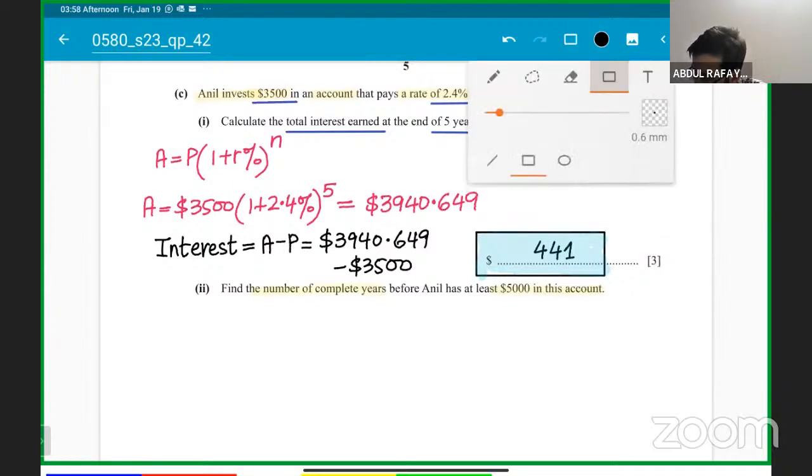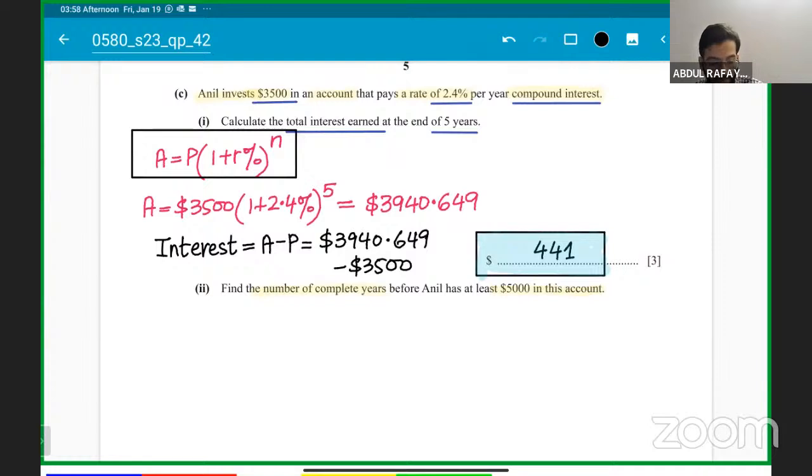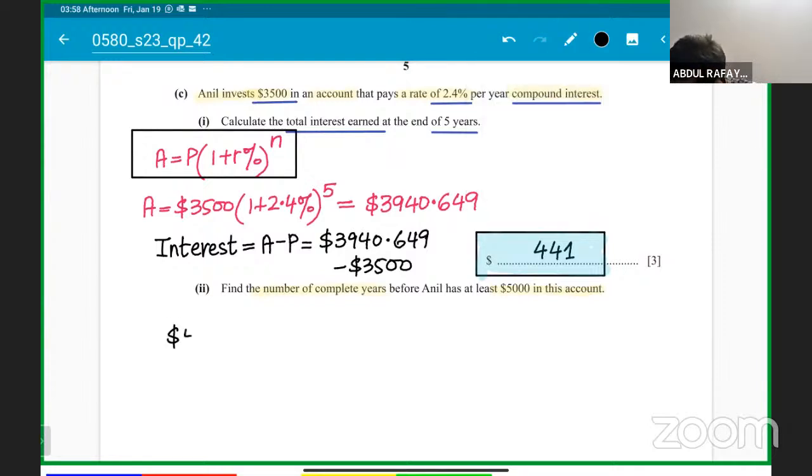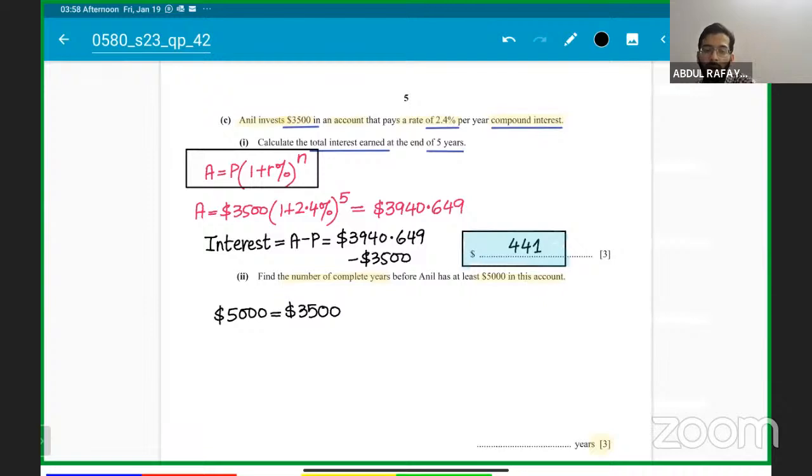Again, I'm going to apply the same formula of the amount, students. The amount is now $5,000. How much time will it take? Understand the question carefully, students. You have $3,500 as the principal. How many years will it take to make this principal into an amount of $5,000?